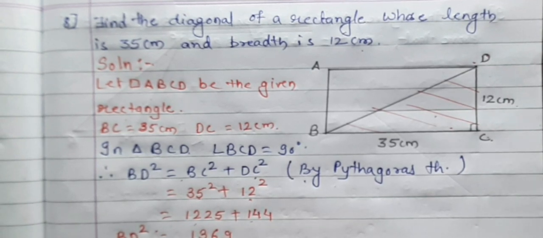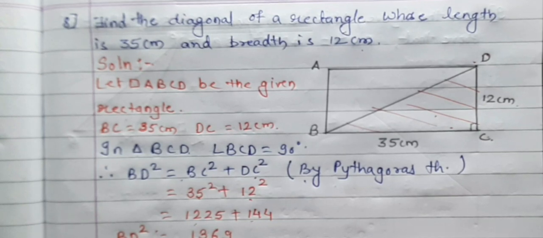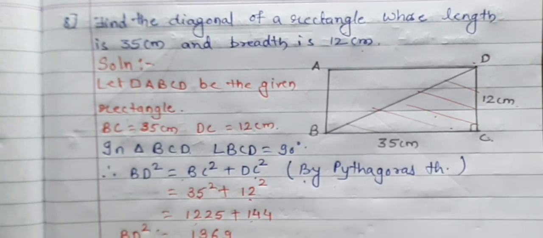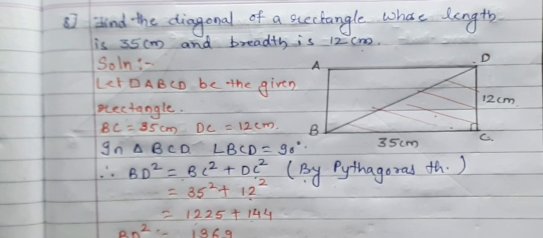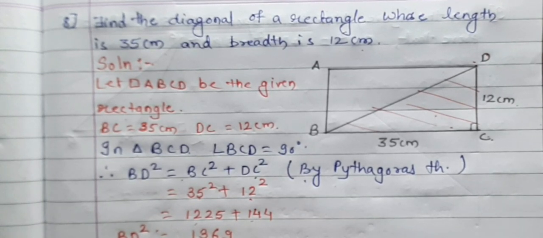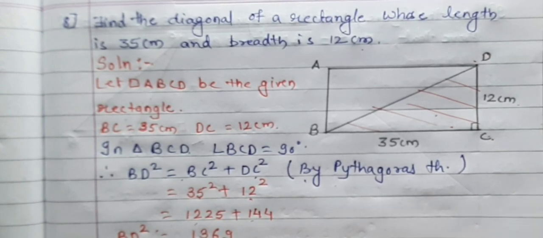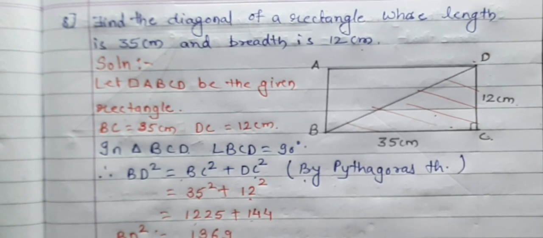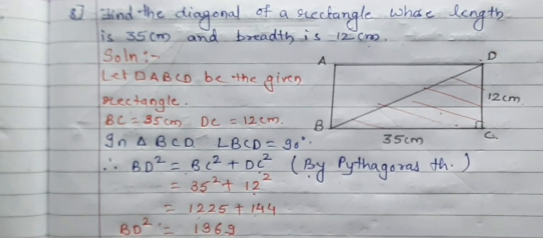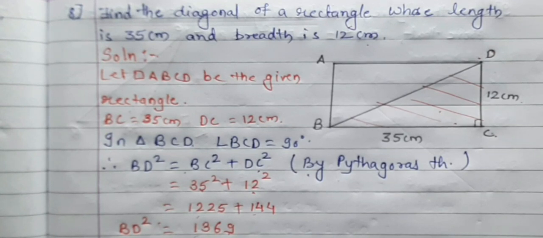What we have done? By taking square root on both sides. Right? So what is my answer? The diagonal of rectangle is 37 centimeter. I hope I am clear. 37 centimeter. Okay.